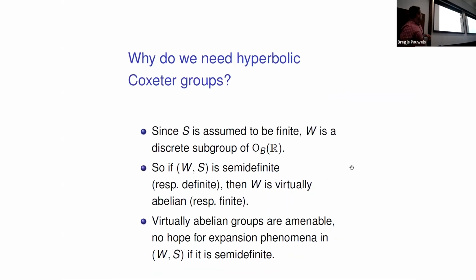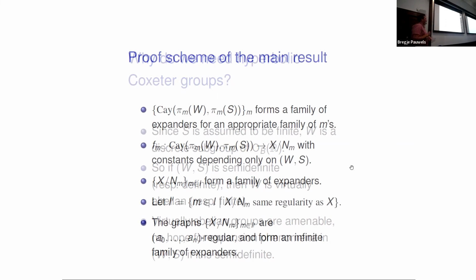Why do I need hyperbolic Coxeter groups? Well, because the other ones don't give me expansion. If the thing that I start with is a spherical Coxeter group, then it's finite. I mean, you cannot expect to get an infinite family from a finite object. And if I started with the Euclidean one, it's virtually abelian, and these are well known not to lend themselves well to expansion phenomena. So you need the hyperbolic ones, otherwise it doesn't work.